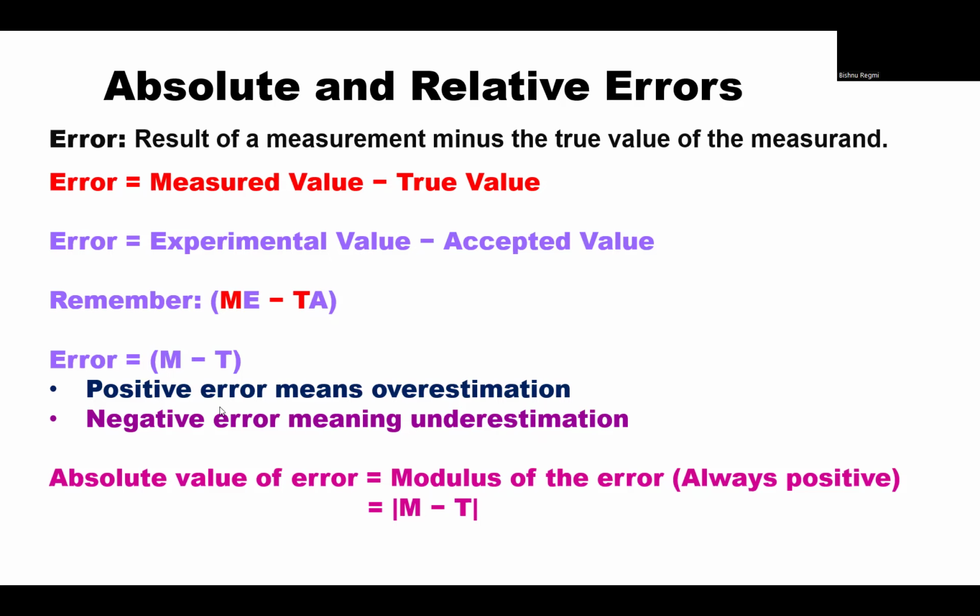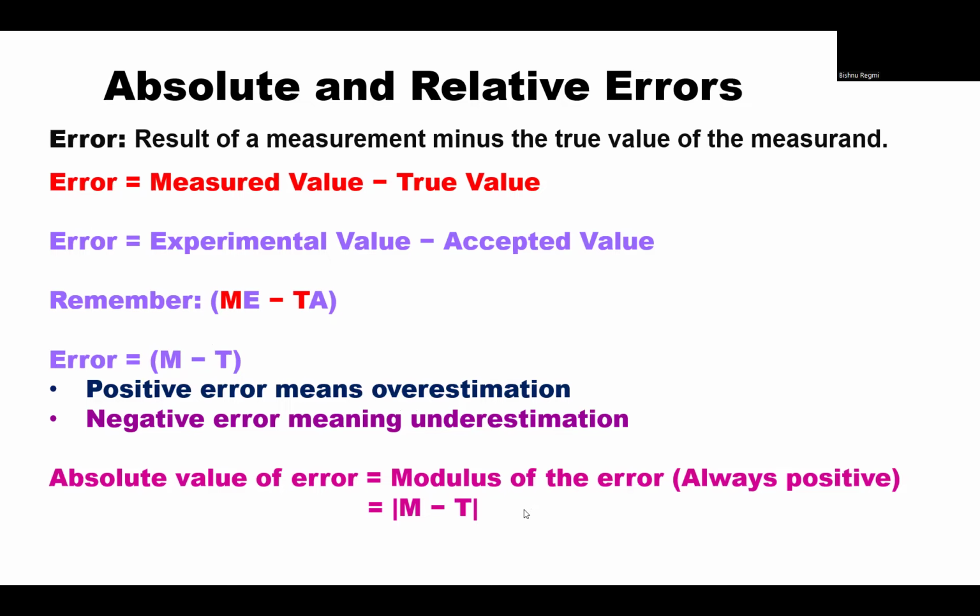So positive error means overestimation. Error can be negative, meaning M is smaller than T. Negative error meaning underestimation. If you just want to know the distance between M and T, then we can write absolute value of error equals modulus of the error, and that is always positive.